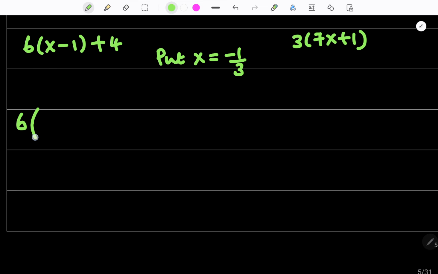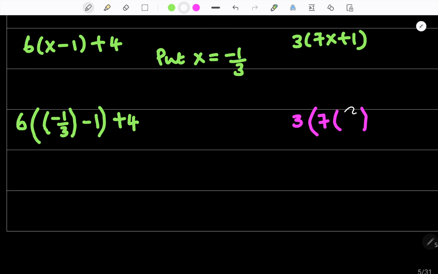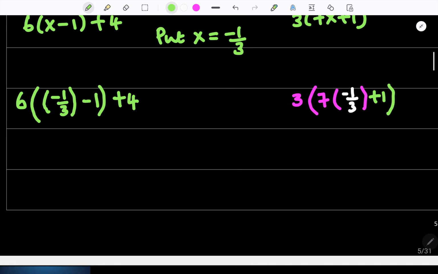So 6 times bracket open, slowly open, another bracket open, negative 1 by 3 bracket close, minus 1 and then plus 4. And this side 3 times bracket open 7 and the x value you are going to put as negative 1 over 3 and then what? Plus 1. Keep in your mind. Now take your calculator, slowly type this one. Type, right? 6 bracket open, again bracket open, minus 1 over 3 bracket close and then minus 1, right? And then close plus 4. You just put it and press equal.